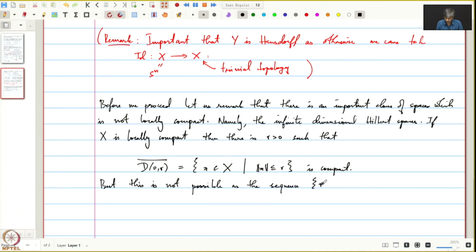So we can take these vectors e_i. The e_i form an orthonormal basis for this Hilbert space. The sequence (e_i) does not have a convergent subsequence.